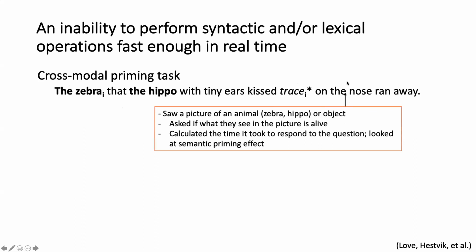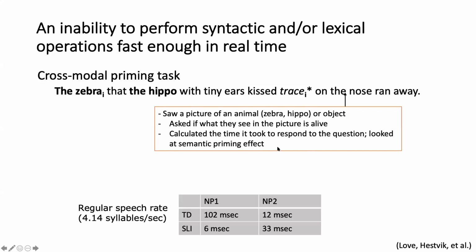And when it flashes on the screen, they're asked if what they see in the picture is alive or not alive. So if right here a zebra flashed, then the child would say alive. If like a cup flashed, then they would say not alive. And then the researchers calculated the time it took for the children to respond to the question.